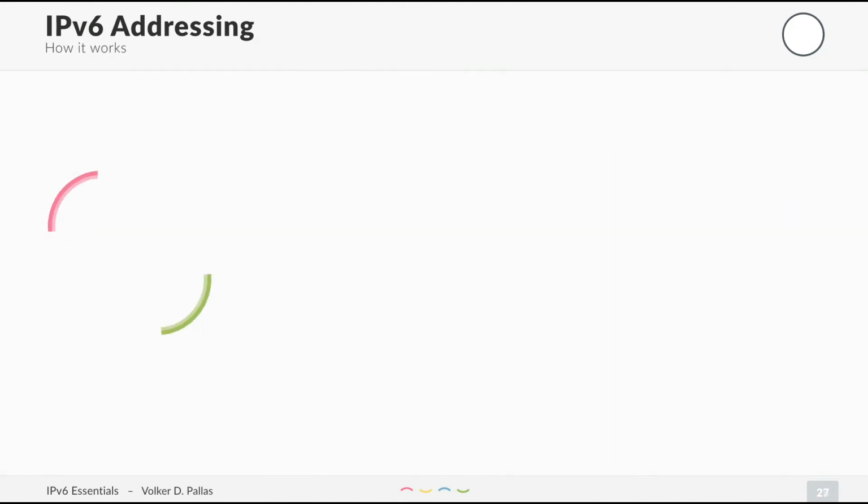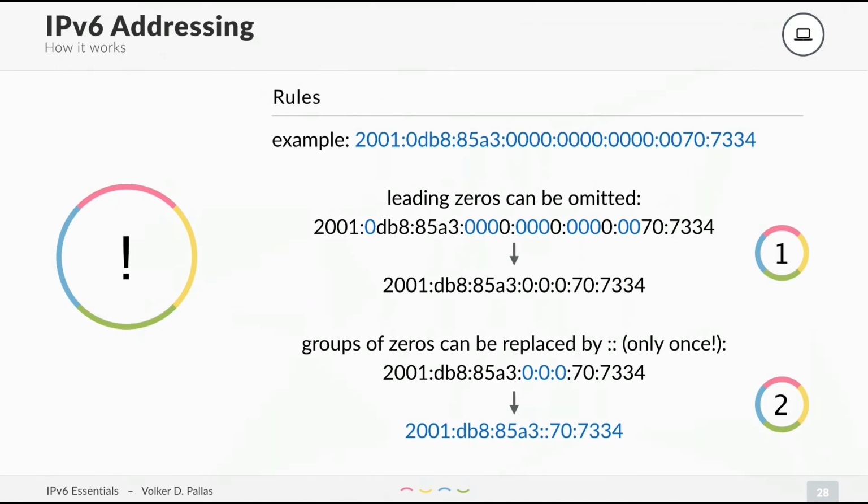There are different rules how to display an IPv6 address. On the top, you can see the long notation. That's the full IPv6 address notation. But rule number 1 says, leading zeros can be omitted. I marked them in blue. From every block, the leading zeros you can just leave out. So in step 1, you can leave out all the leading zeros.